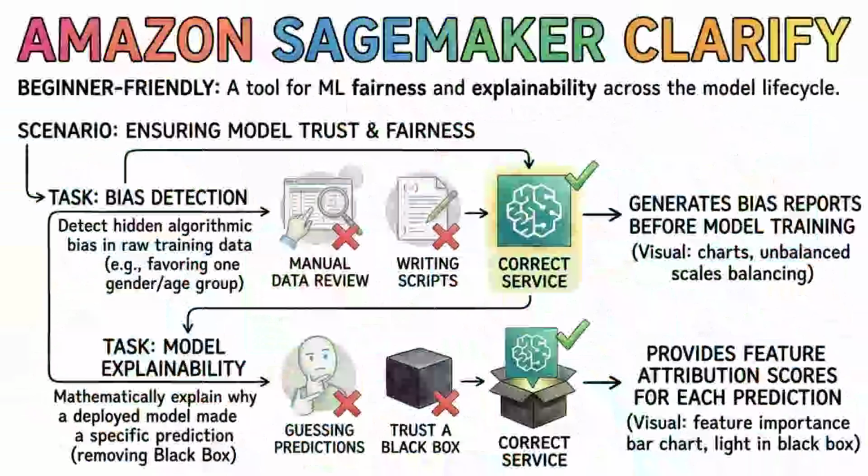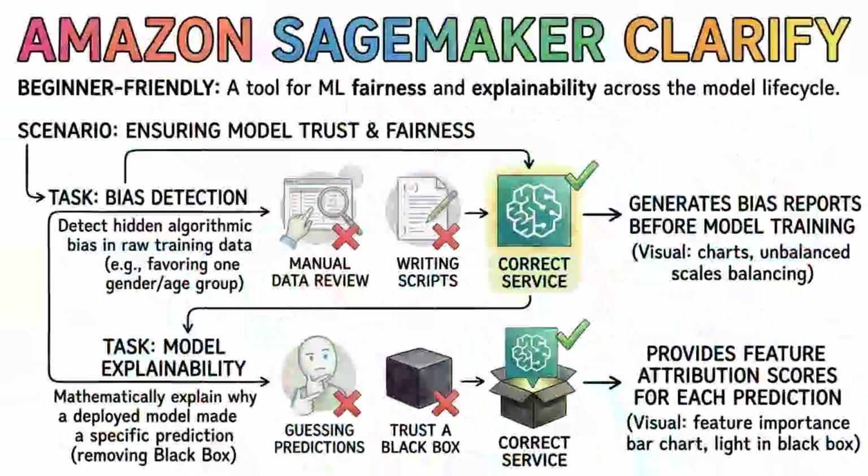A massive modern challenge in artificial intelligence is ensuring your models are perfectly fair and completely free from dangerous mathematical bias. Amazon SageMaker Clarify is a revolutionary tool designed specifically to detect hidden biases in your raw training data, such as a dataset that accidentally favors one specific gender or age group over another.